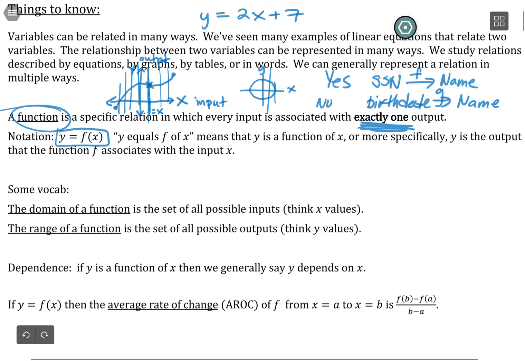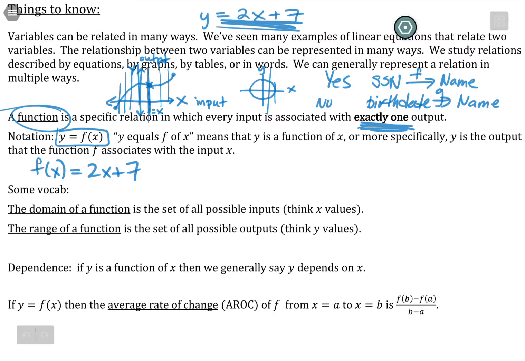So for example, that y equals 2x plus 7 that I wrote down at the top, if we were using function notation, we'd say f of x equals 2x plus 7. And that again is just naming the relation. So f is the function that inputs an x, multiplies it by 2, and then adds 7. So whatever you input, it's going to multiply by 2 and add 7. And we have named that set of steps f.